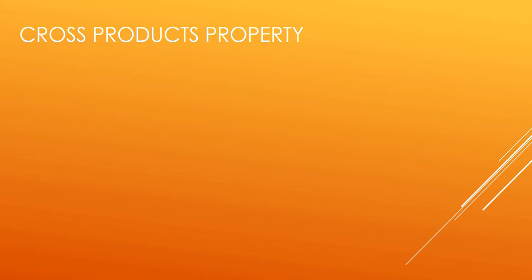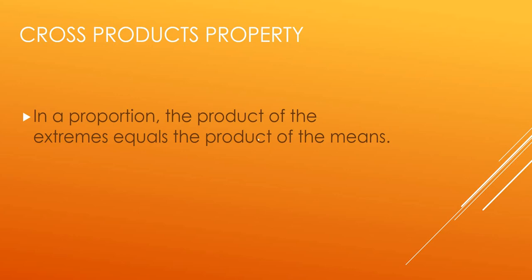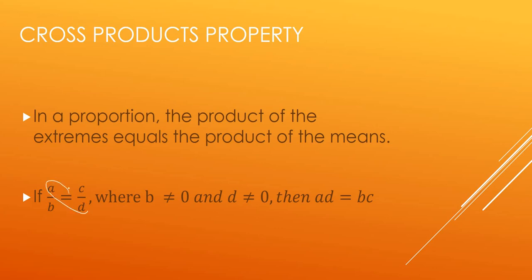Well, first thing we want to look at is the cross products property. And this says that in a proportion, the product of the extremes equals the product of the means. So what does that mean? If we have a proportion A over B is equal to C over D, where B and D are not 0, we can never divide by 0, then A times D, these are called the extremes, the first and the last number, is equal to the product of the means, or the inside numbers. And we can use this to solve proportions.